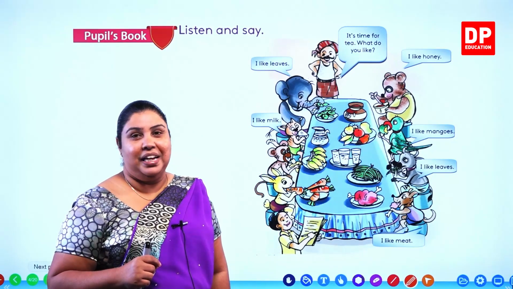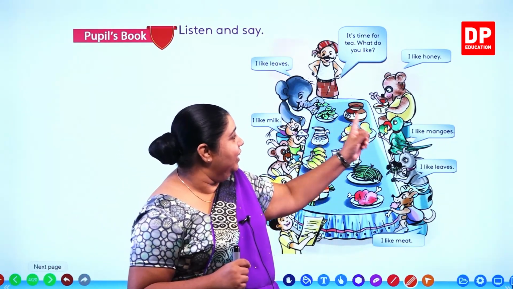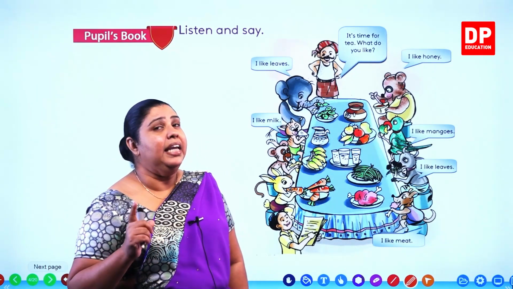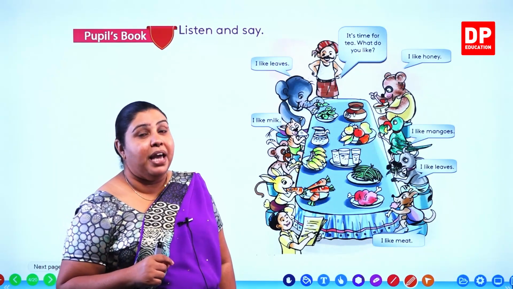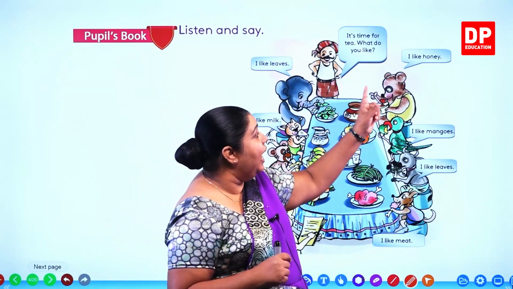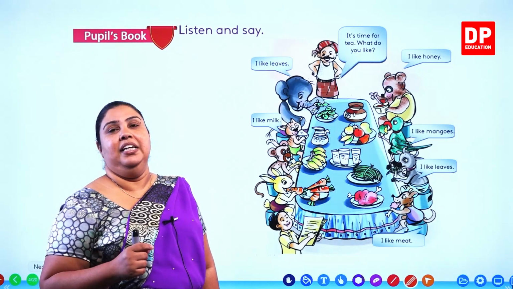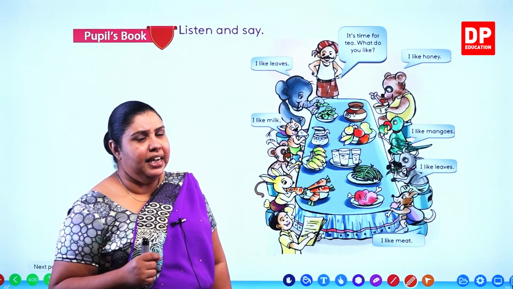Bear. That is our animal here, the bear. So let's see what he likes to eat. The bear says, I like honey. I like honey.